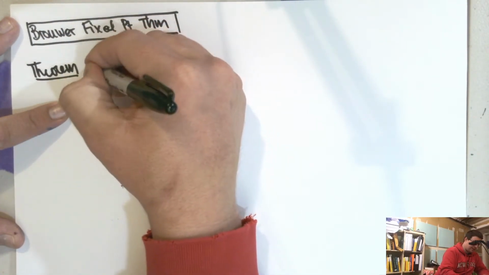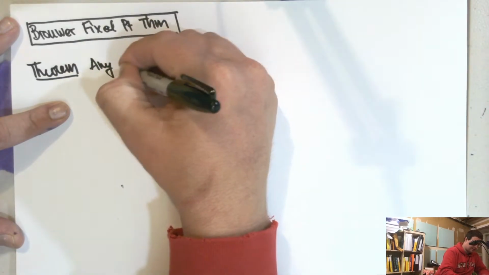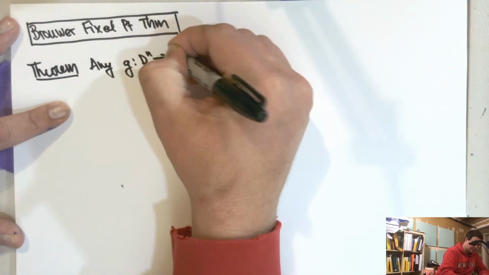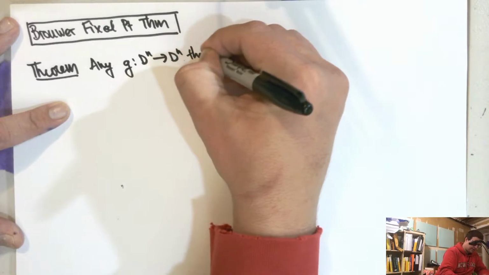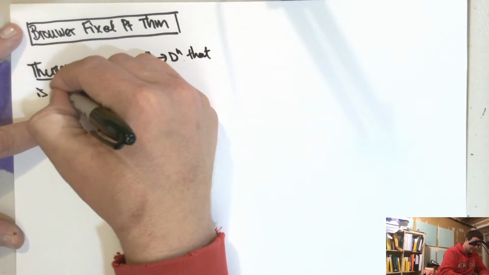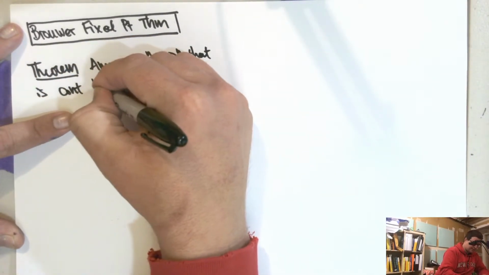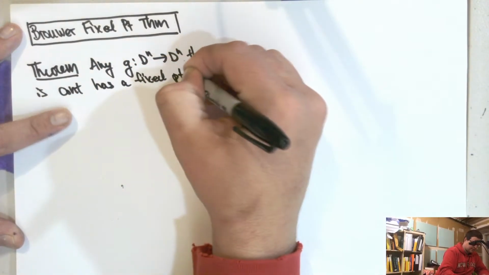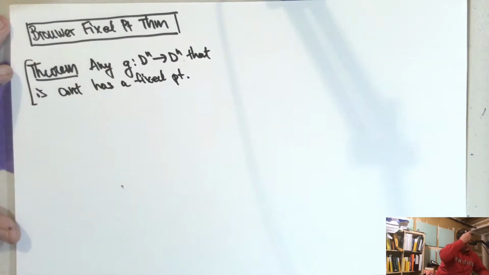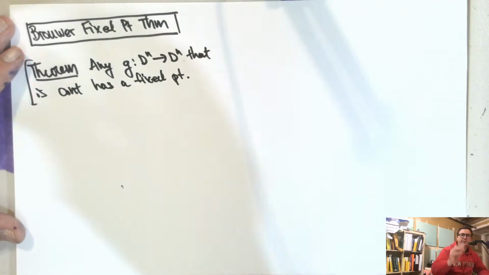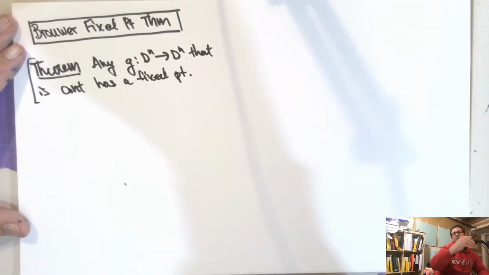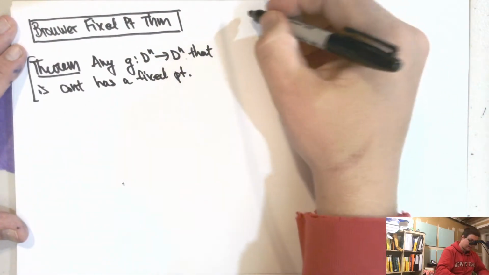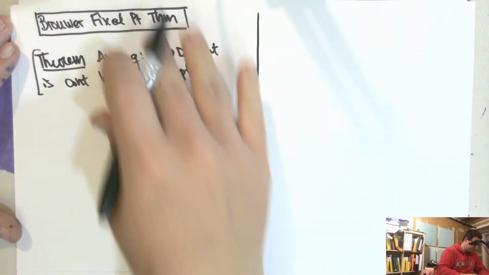Any continuous map that is continuous has a fixed point. And this is going to lead to some other interesting theorems. So this is our first fixed point theorem. Okay, so let's give the proof.